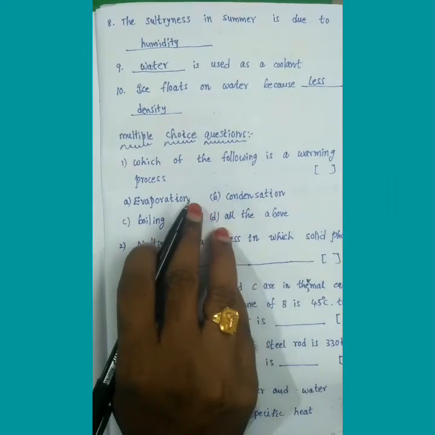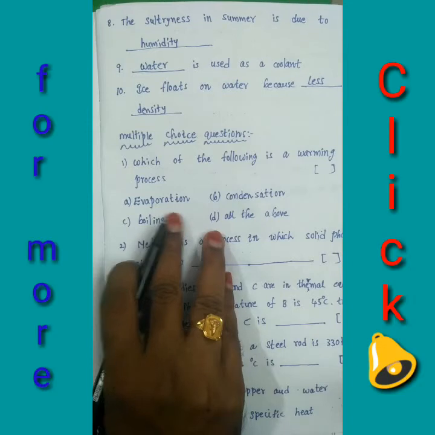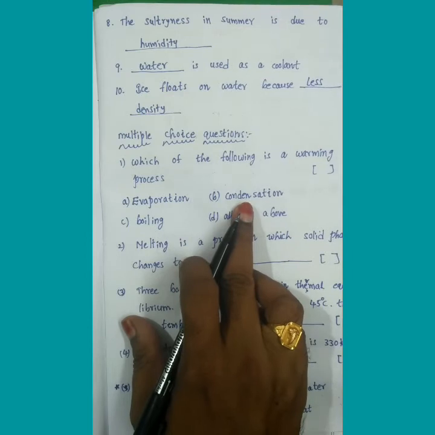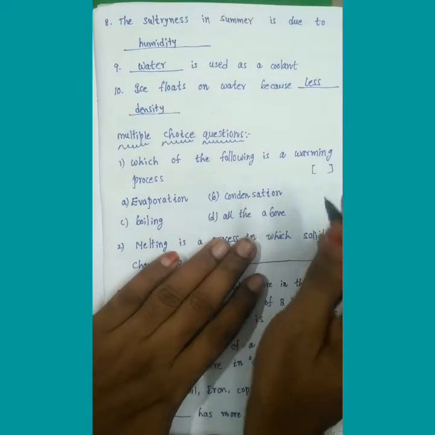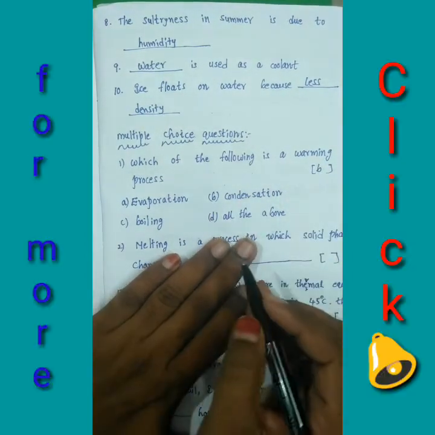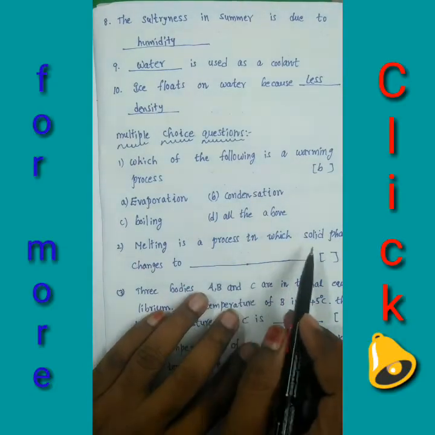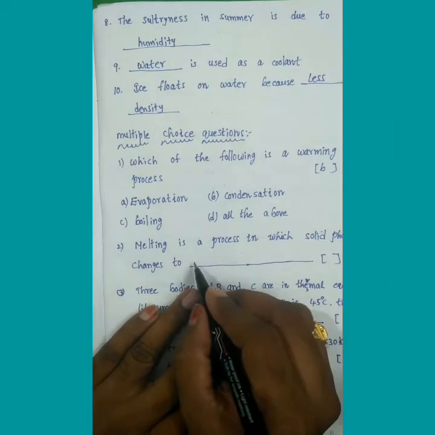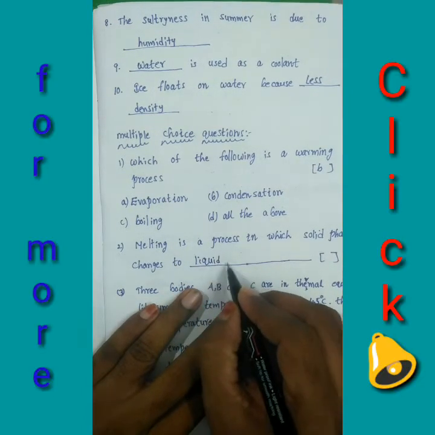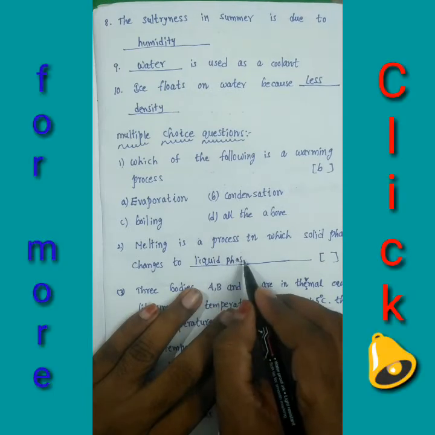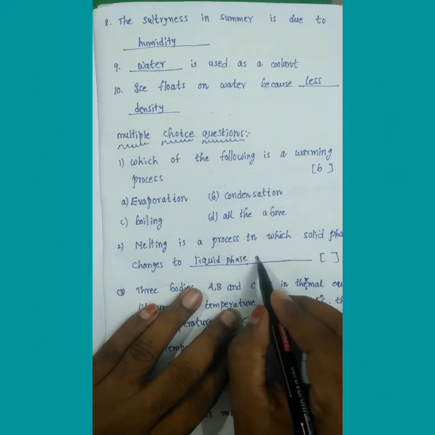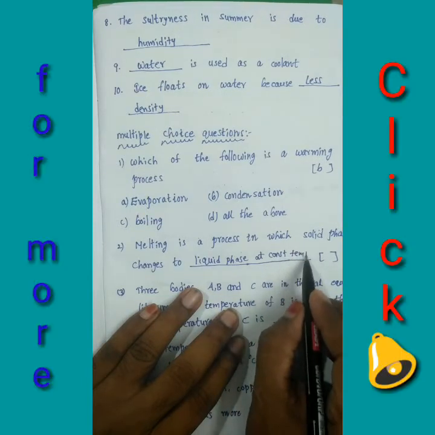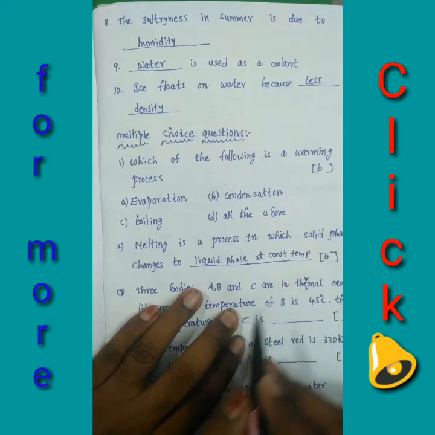Which of the following is a warming process? Evaporation, condensation, boiling, or all the above. Here condensation is a warming process. Melting is a process in which the solid phase changes to the liquid phase, but here we should remember that it happens at constant temperature. That's why option B is correct.